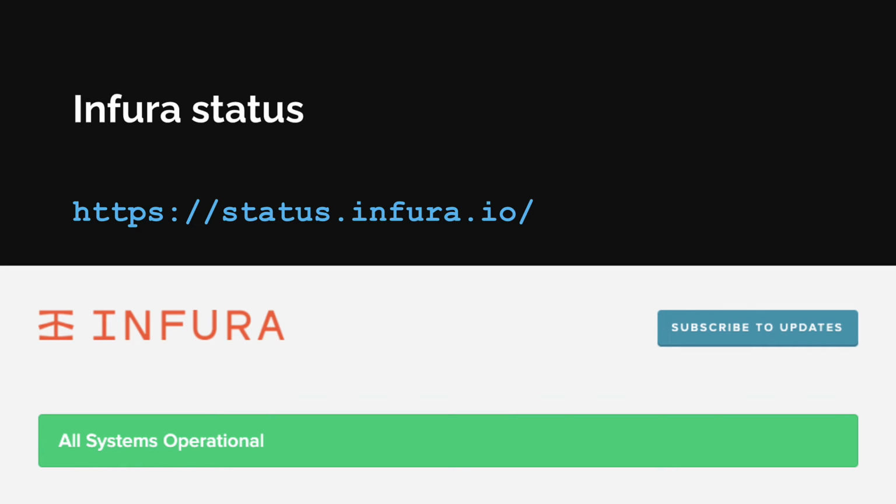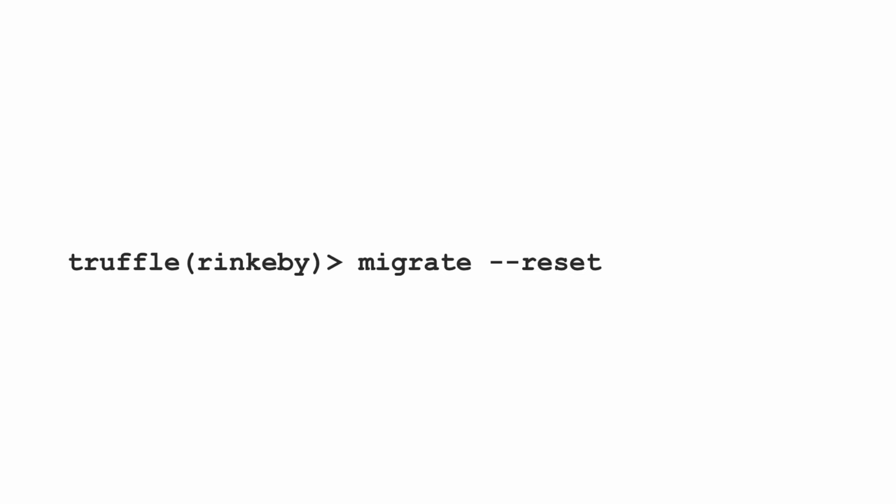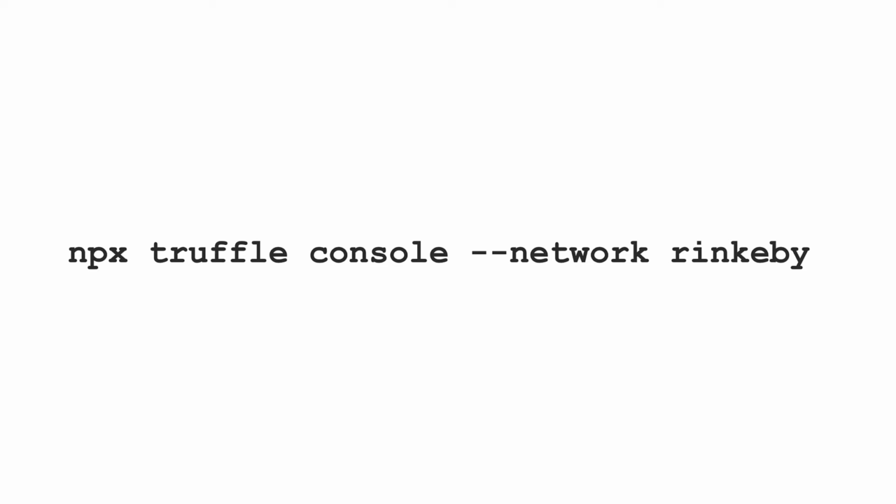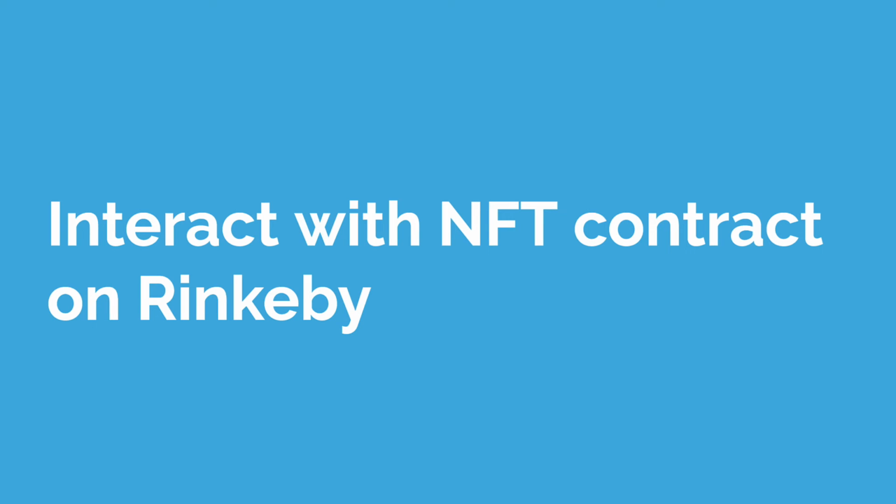If you need to make a change to your contracts, then use the command migrate reset to redeploy your contract again to the Rinkeby network. If you get an error message about error while attempting to update the latest block, then just relaunch the network again. Relaunch your connection to the Rinkeby network. That's a common error message that can appear.